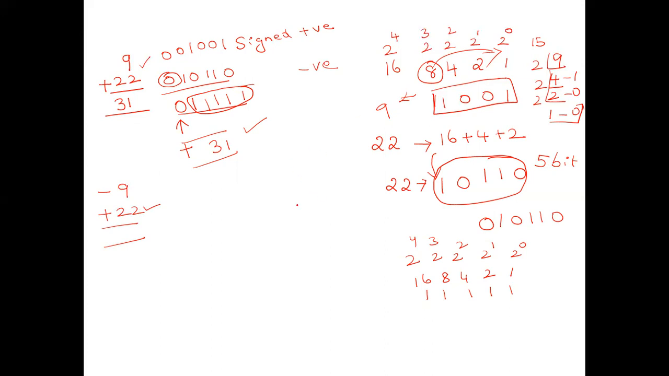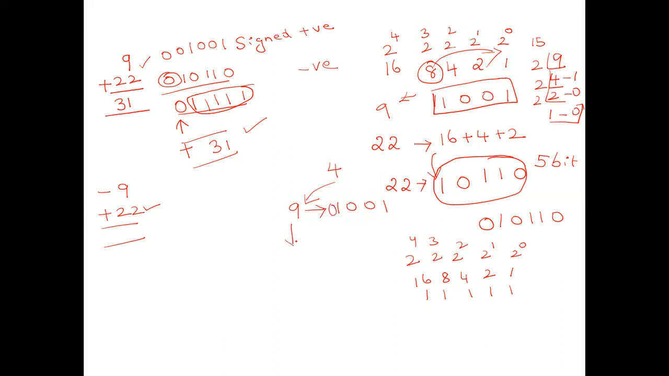You know the binary representation of 9 is 1001. And one more thing here: the maximum number of bits to represent 9 is 4. 4 bits are needed to represent 9. But I have to include one more bit. That bit is called the signed bit. If it is a positive number, I will include 0 here.